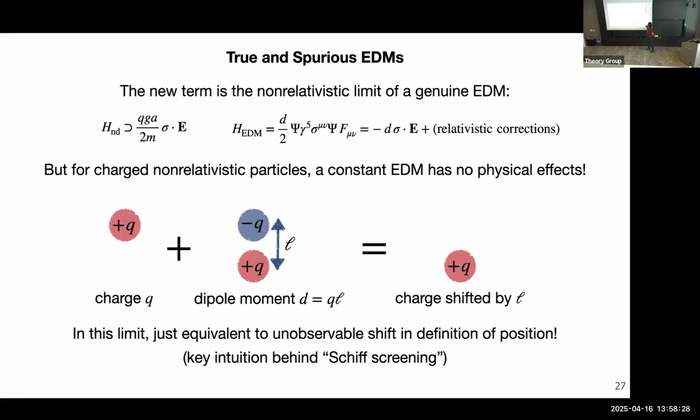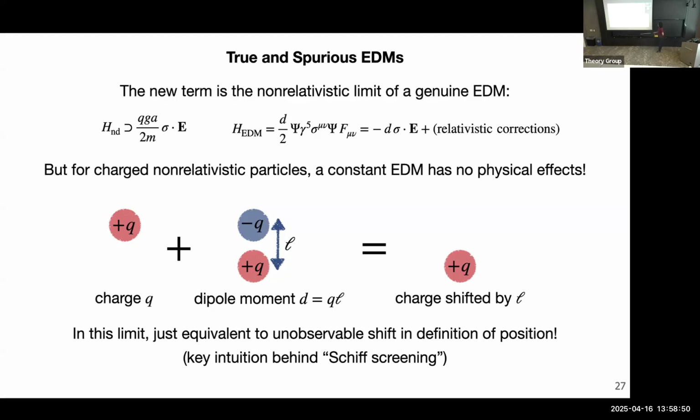So let's say it's plus Q, minus Q, separated by L. And then the charge configuration that results is just the same as what we started with, but where the charges have been shifted a little bit. And so the problem is that in the non-relativistic limit, a constant EDM looks exactly the same as if we just didn't define the position of the particle correctly.